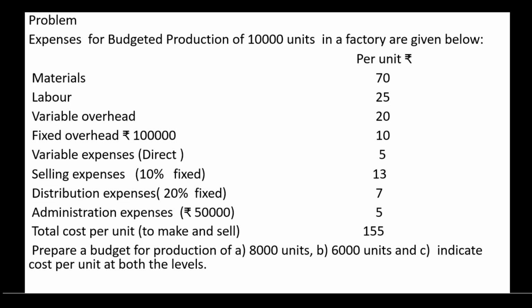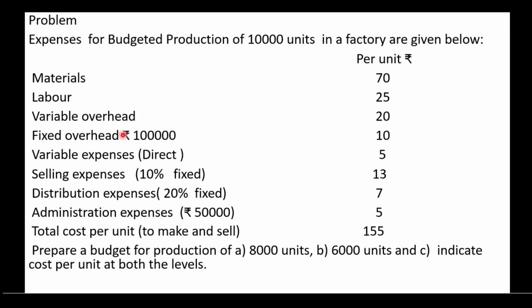So this is the problem. In this problem, the expenses for budgeted production of 10,000 units in a factory are given below. So what expenses will it take to produce 10,000 units, that is what they have budgeted. That information is as follows. Materials per unit 70 rupees, labor per unit 25 rupees, variable overhead rupees 20, and the fixed overhead amount rupees 1 lakh.